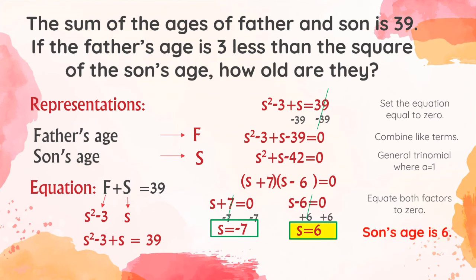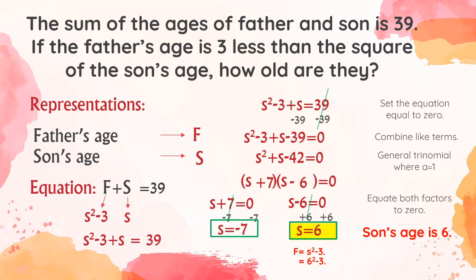son's age is 6. For the father's age, let us substitute the value of s to the father's age. F equals s squared minus 3. S equals 6. That's why s squared becomes 6 squared. 6 times 6 equals 36.